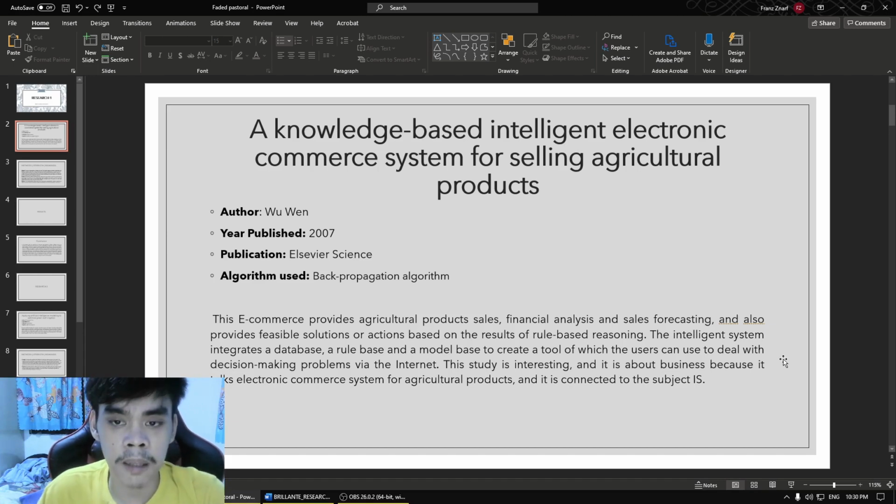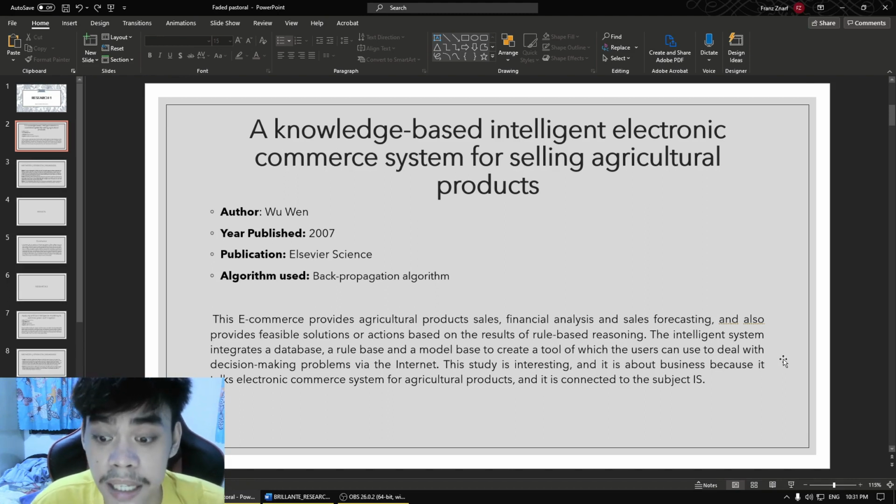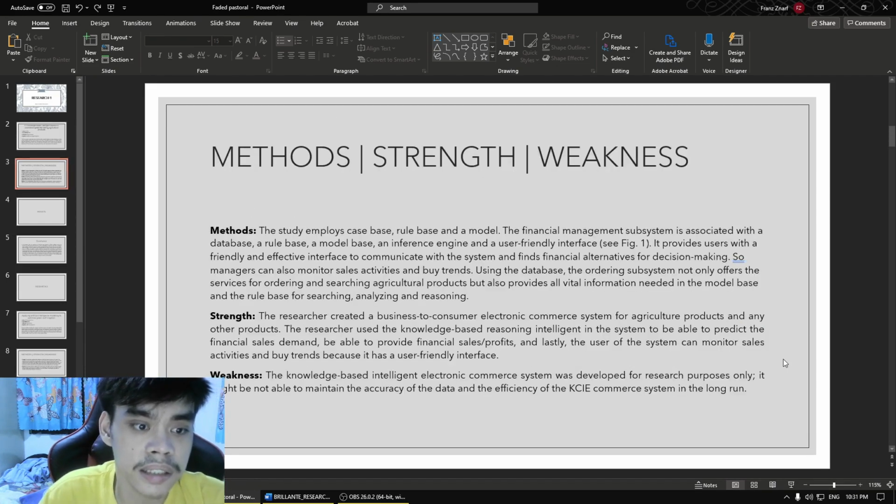So basically, this is connected to our subject in IS because this study talks about two AIs, which are the rule-based and the model-based AIs. So let's go to the second slide.